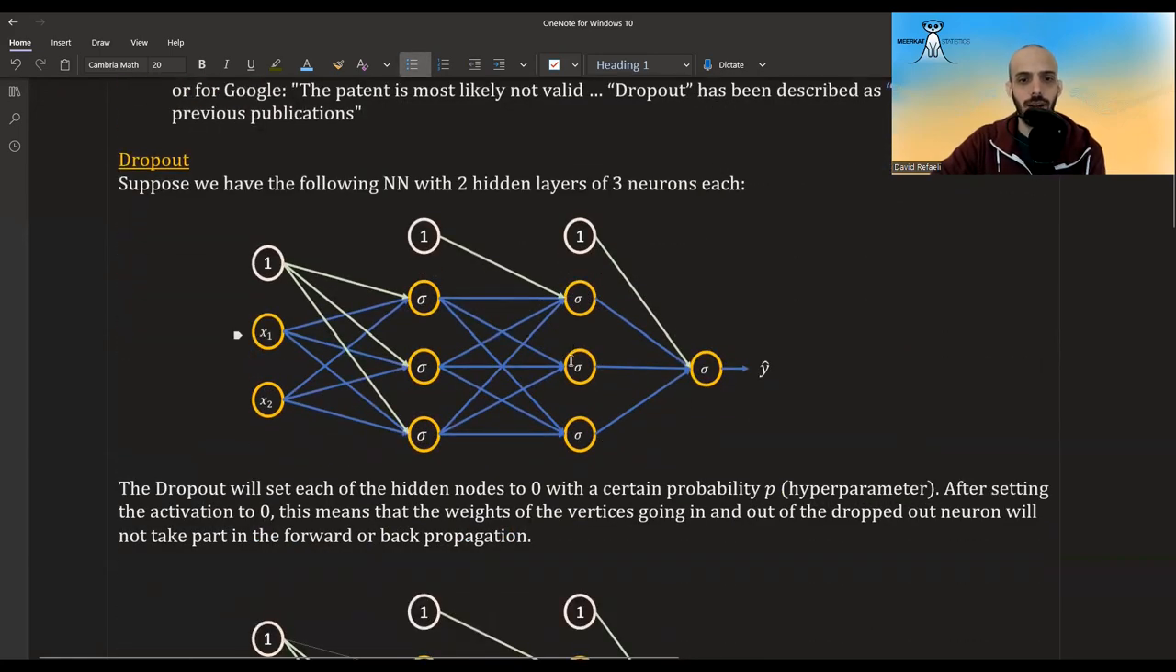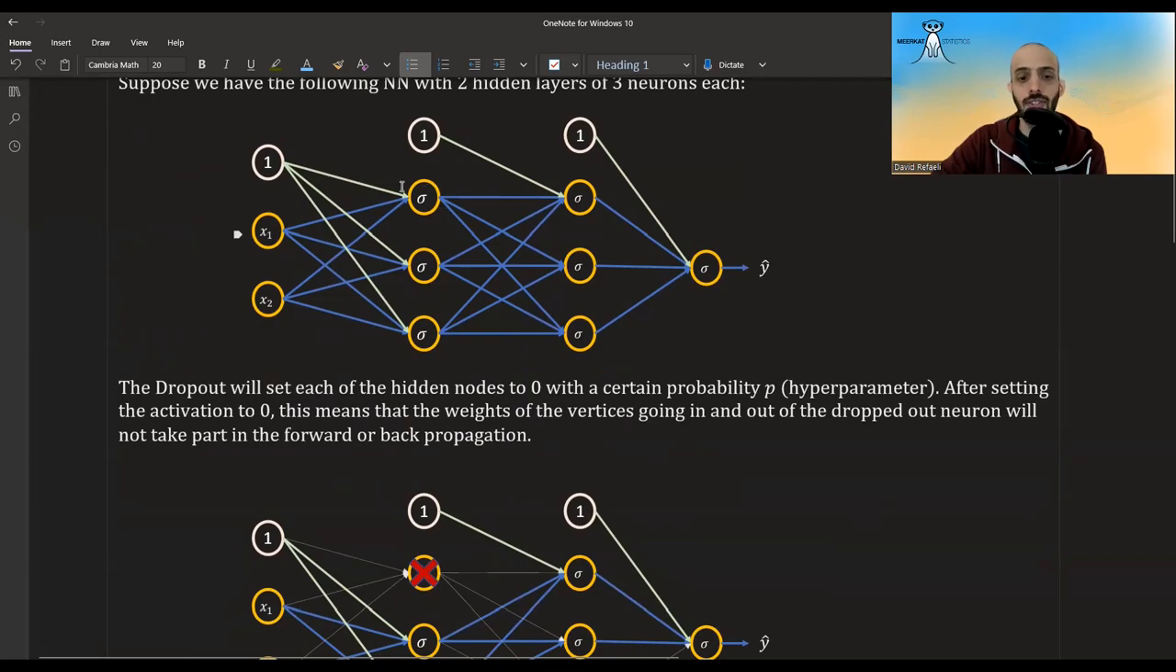Okay, so what is dropout? Suppose this is our neural network, this is our architecture. Each neuron in the neural network will have a certain probability P, which is a hyperparameter, to be deactivated, basically to be dropped out, to be zeroed out, which means that all of its inputs and all of its outputs will not matter. And so all of the weights of that neuron will not matter for that round.